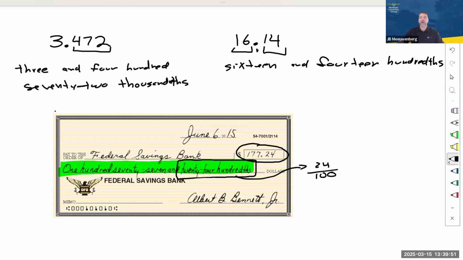So in the next video, we will start looking at how we model our decimal numbers.